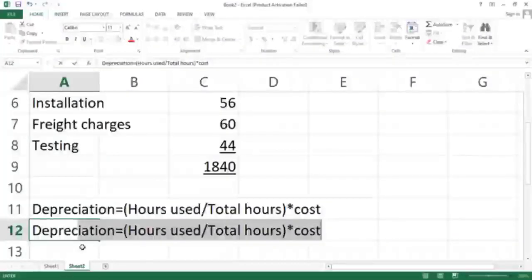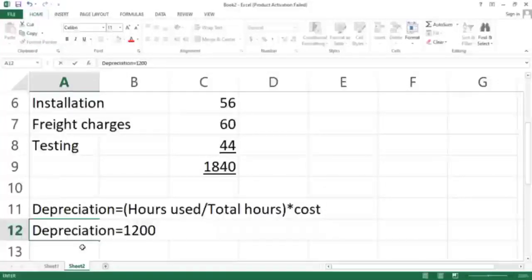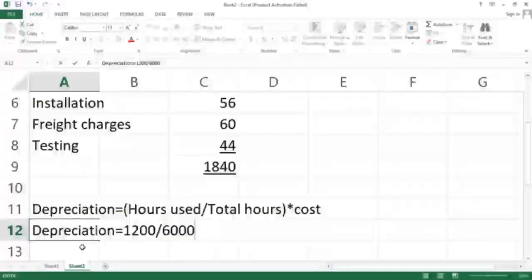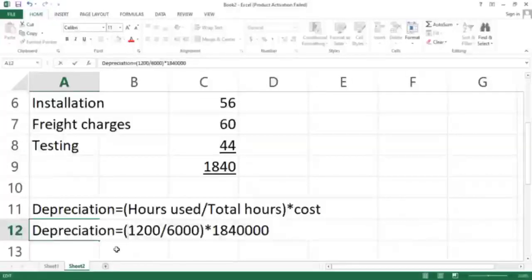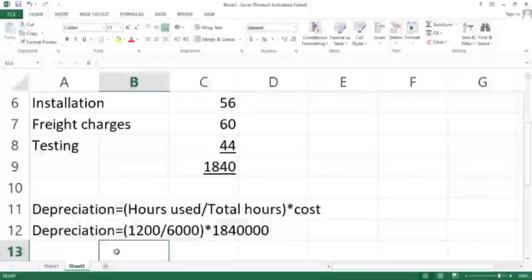Our depreciation will be equal to 1,200 over 6,000 multiplied by 1840. Well, since you are doing the calculation, add all the zeros. 1840,000. So what's the figure there? 368,000. Residual value in the question.